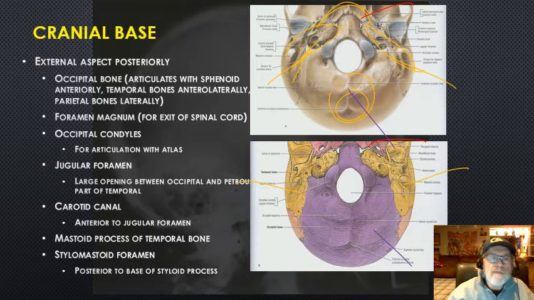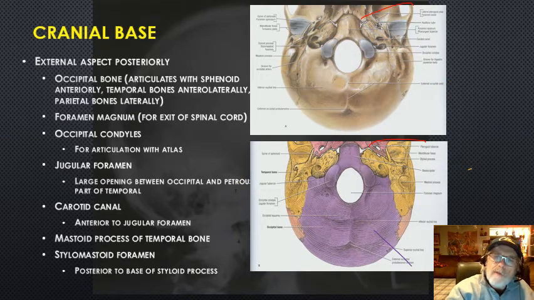as we can see. Probably one of the most dramatic things that we find in the posterior cranial base externally is this large thing right here.